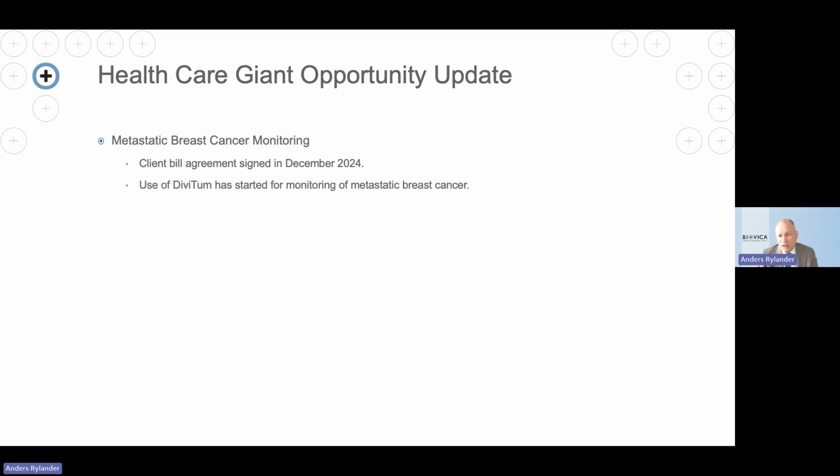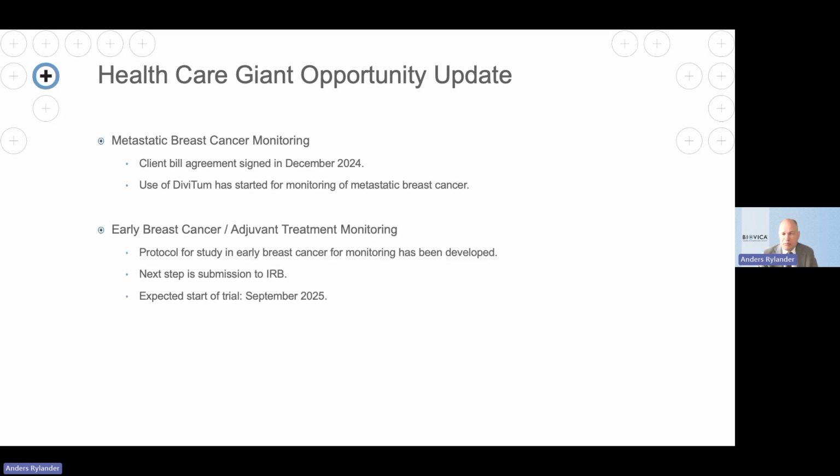We signed a client bill agreement, and they have started using it in the metastatic breast cancer area. And we are now, as we've also been communicating earlier, talking about a clinical trial with the intention to introduce this as the standard of care for their early breast cancer adjuvant treatment. And the status here is that we have developed a protocol that we have agreed upon, and the next step is to submit it to the IRB.